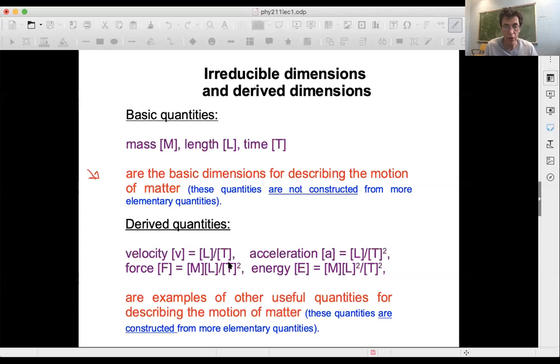And it has a rather complicated set of dimensions in terms of the basic dimensions of mass, length, and time. But we'll get to meet force a lot throughout this class. So this little guy on the left here is going to be important to us. And then another one I wanted to mention over here, energy. Energy is also a derived quantity.